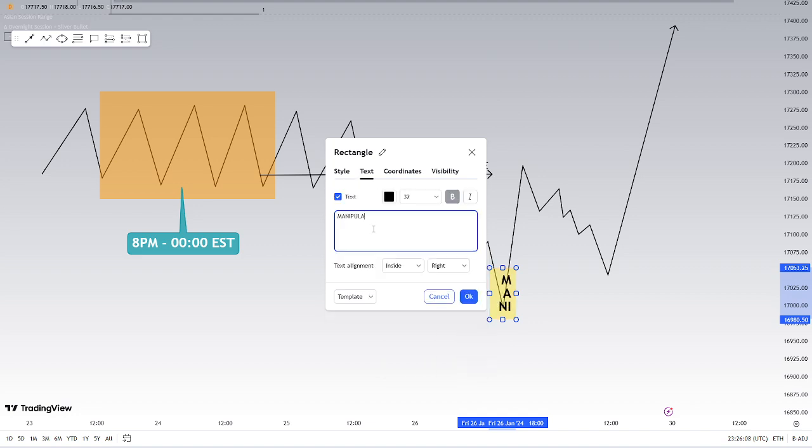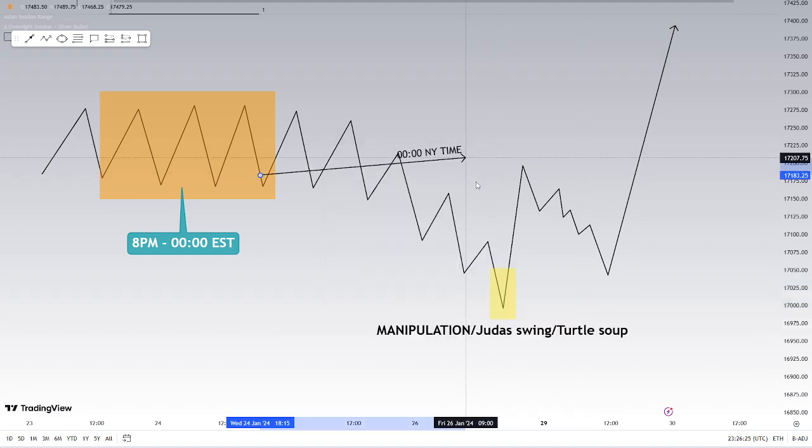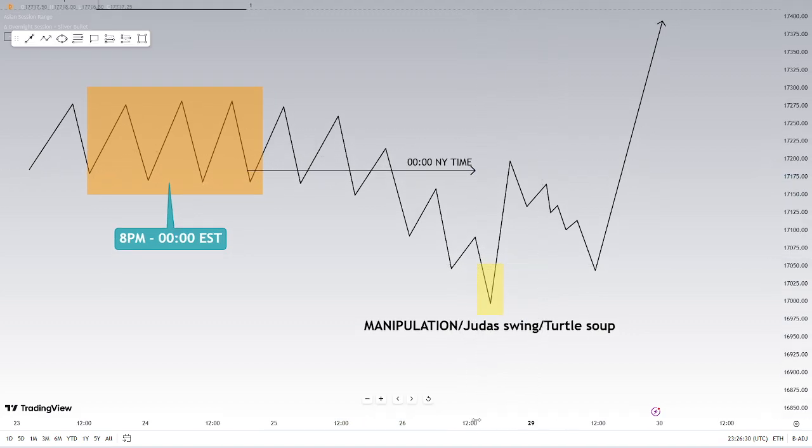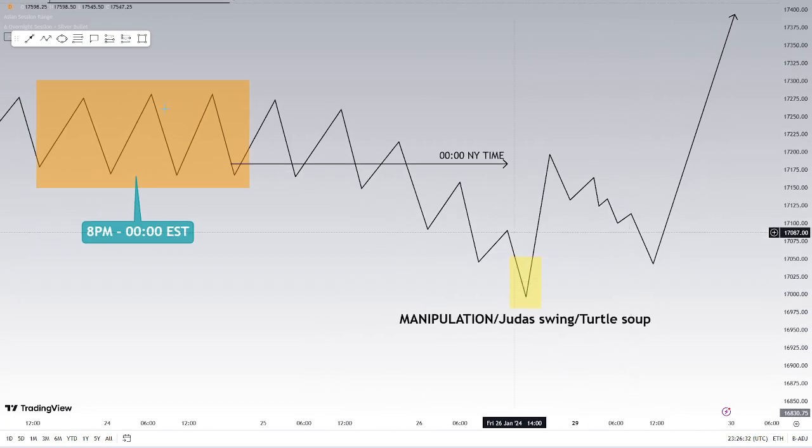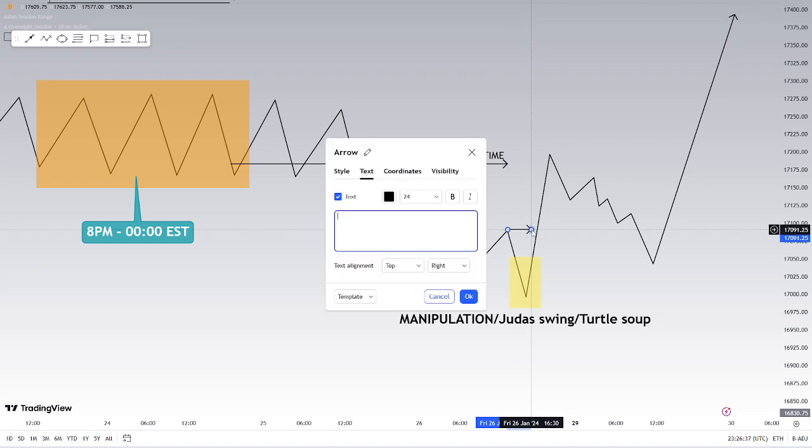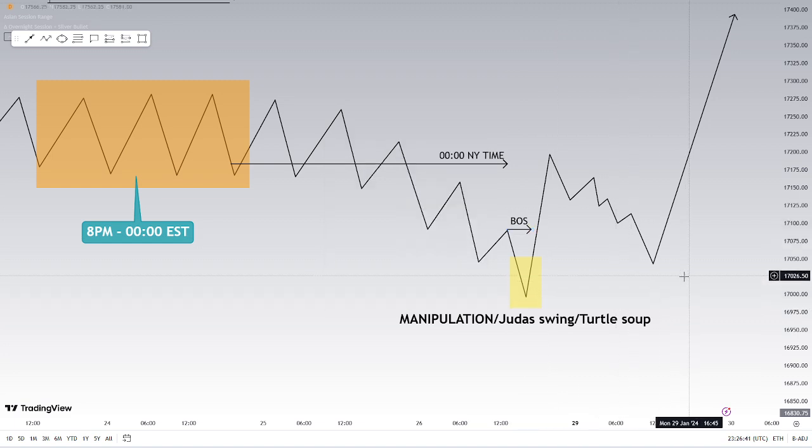So I'm going to call it a manipulation, but this has many names, such as the Judas swing or the turtle soup, right? They all refer to the same thing. They're all a sweep of liquidity, right? And the key thing to understand with this is that it is a sweep of liquidity below the New York midnight opening price if we're looking to buy, right? And the next thing that validates a Judas swing is a clear break of structure, a clear shift of structure over here. And this is what we use with the arrow. We can call it market shift of structure or break of structure. It's all the same thing.